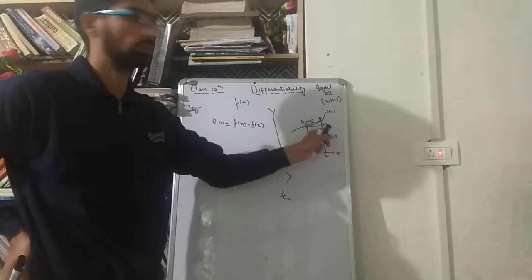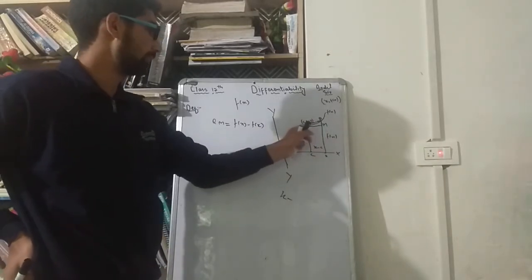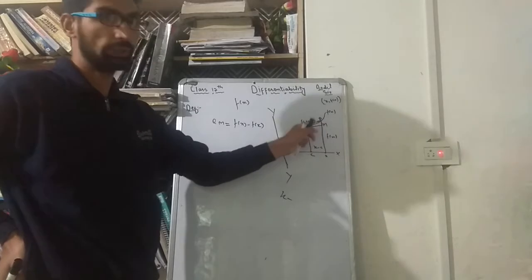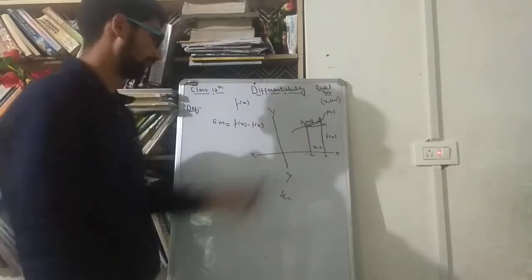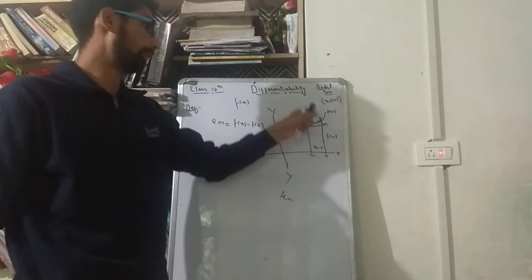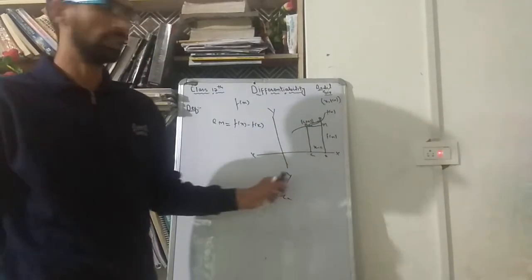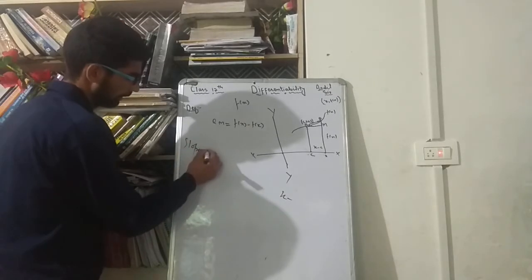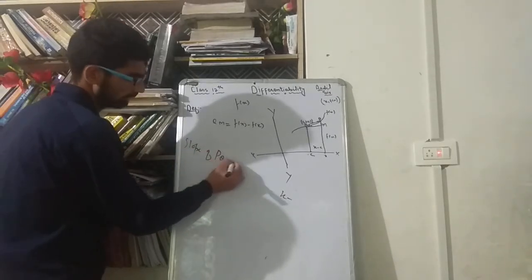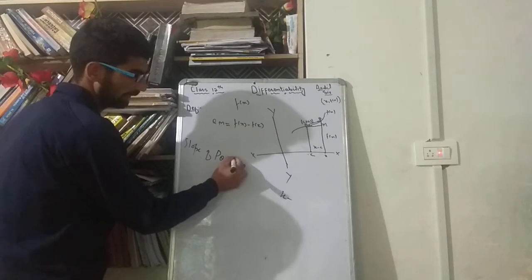Now we know that the slope of PQ, if this is my angle theta with the x-axis, is the slope of the tangent, which is tan theta. So the slope of PQ is tan theta, where theta is the angle.